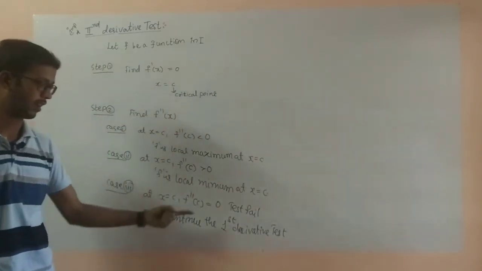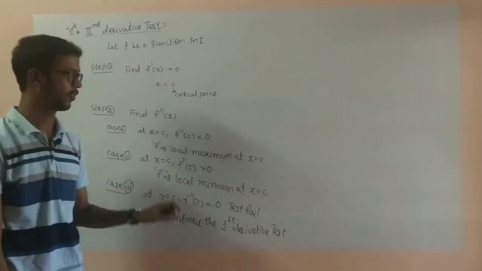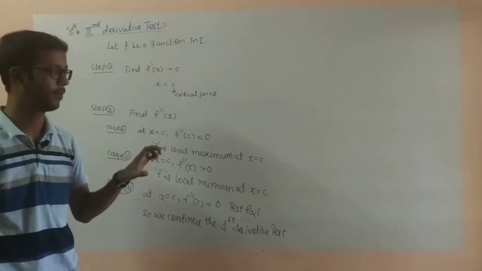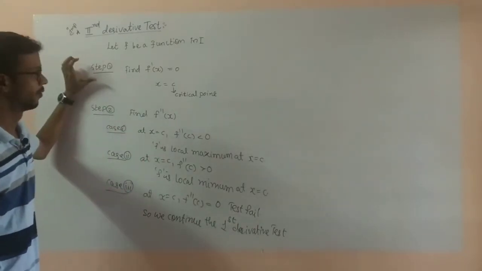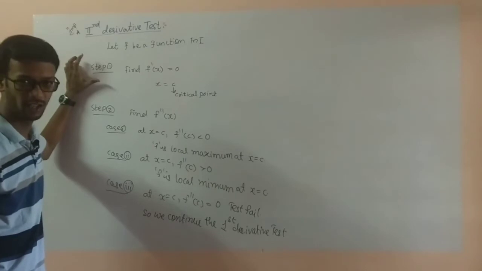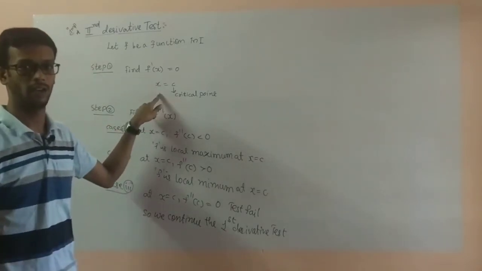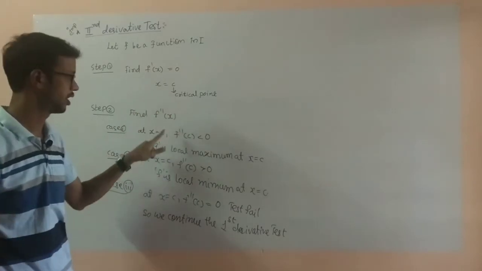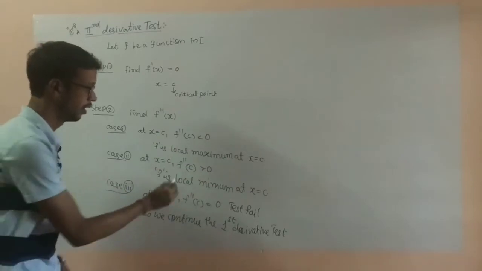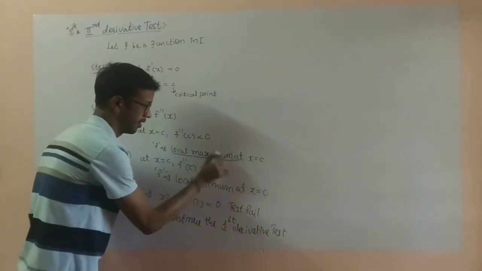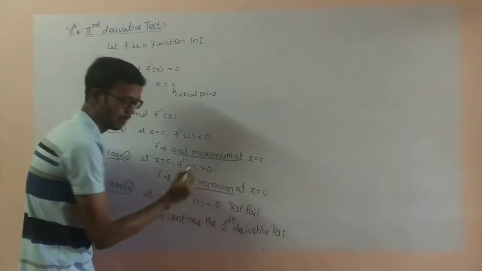When the test fails, you have to follow the first derivative test. This concept is very important, and if you are seeing the problems you will get it easily. First, you find the first derivative, set it equal to 0, and you will get the critical point. Substitute that critical point in the double derivative. Less than 0 getting local maximum. You have to remember this is maximum.